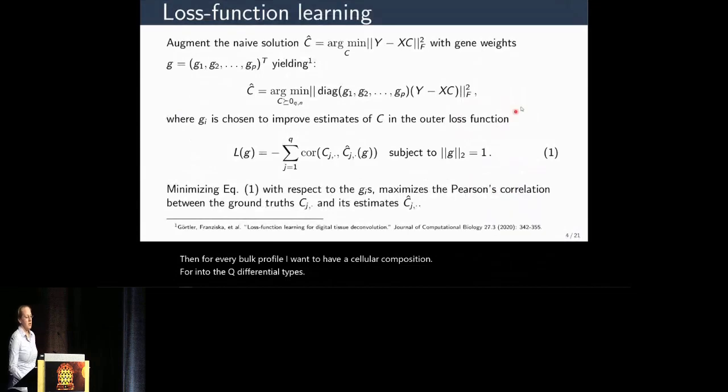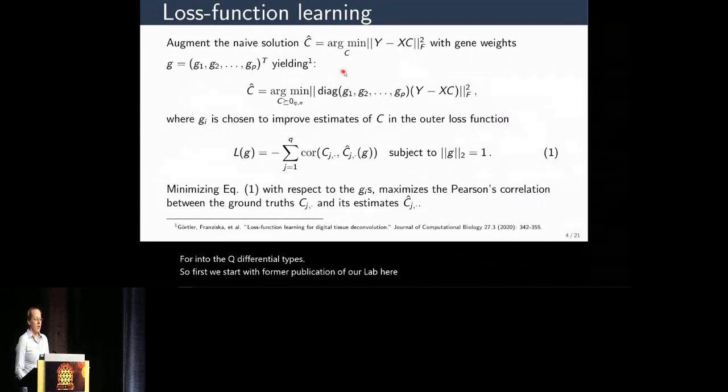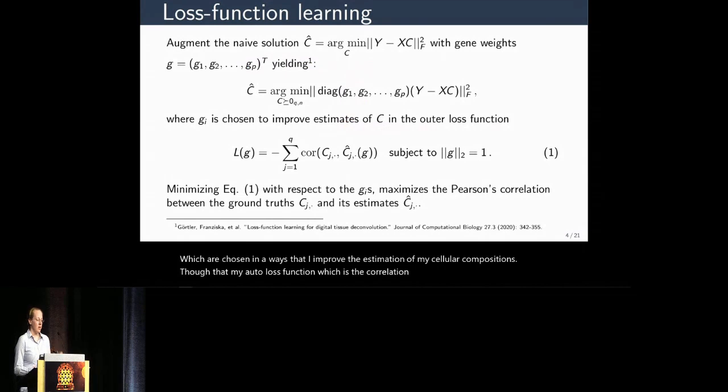So first we start with a former publication of our lab. Here we introduce gene weights G, which are chosen in a way that improves the estimation of my cellular compositions, so that my loss function, which is the correlation between the true cellular composition and the predicted cellular composition, is optimal, so the correlation between these two is maximal. So I always need training data where I know the cellular composition so that I can train and learn my gene weights.